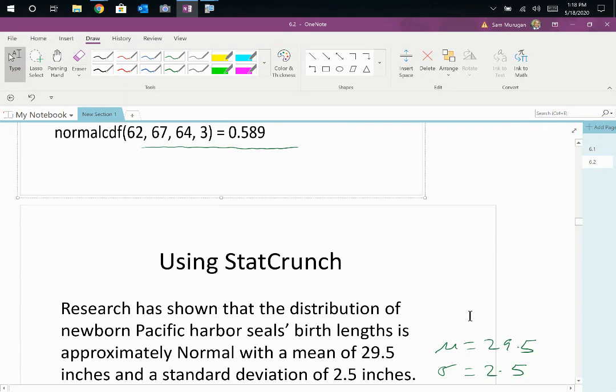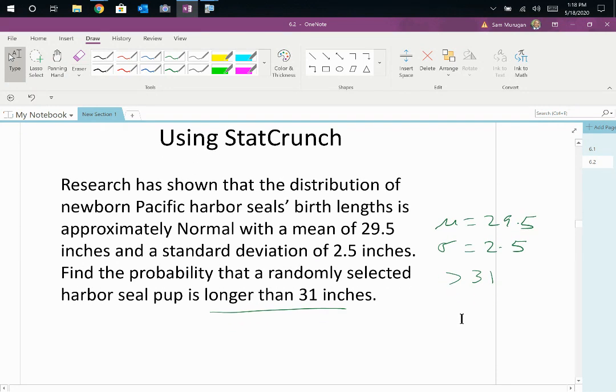Okay. Now, how do we use StatCrunch? So research has shown that newborn Pacific harbor seals' birth length is approximately normal with a mean of 29.5 and a standard deviation of 2.5. Find the probability that a randomly selected harbor seal pup is longer, so greater than or equal to 31.